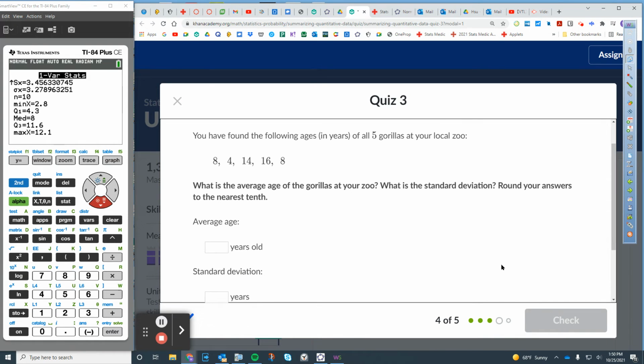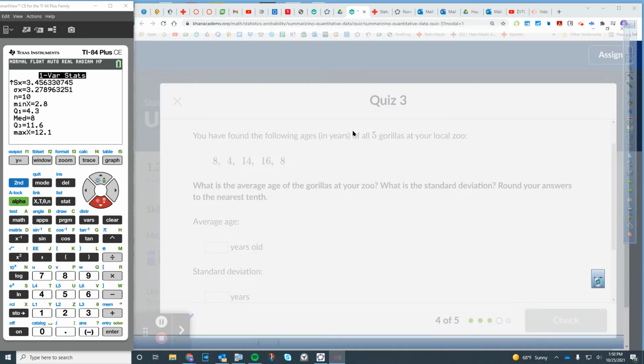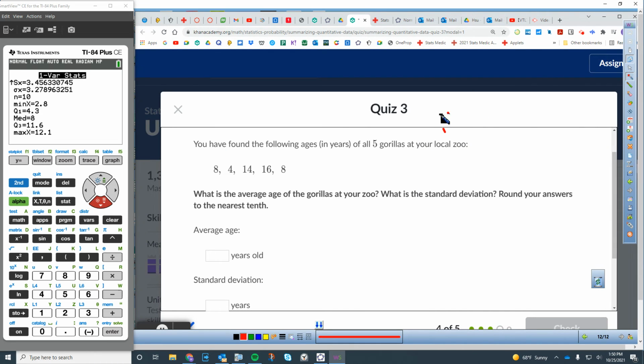So you have found the following ages of all 5 gorillas at your local zoo. So how many gorillas altogether? 5. So that means your population, that's all you have. It's 5 gorillas, right? You have 5 gorillas. Now they ask you for the average age and then the standard deviation of the population because these 5 gorillas are your population.